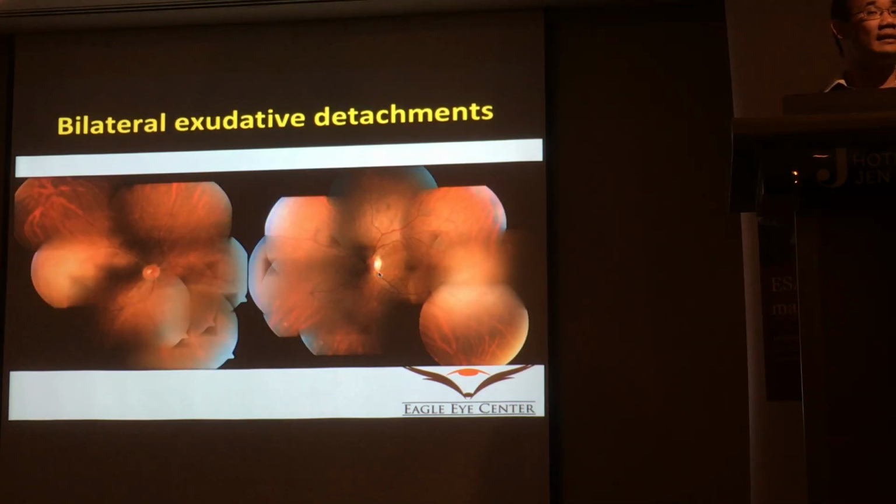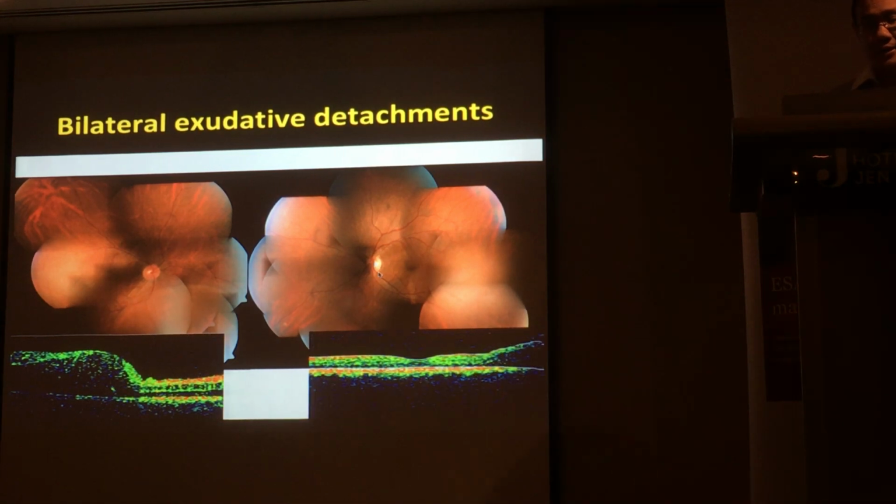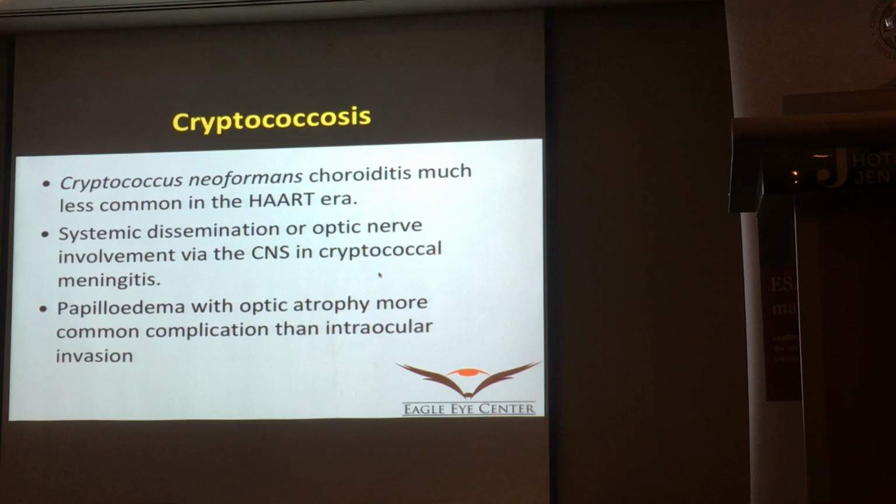All right? You investigate it, certainly you can find out what they have, you can do the blood test, and something will show up. It can present many ways, not just a choroiditis, it can have exudative detachments. You can see over there, the OCT. Again, everything is less common in the HAART era, but most commonly they have cryptococcosis of the eye. Of course, they have it in their bloodstream as well. That's why you can do it on a blood test. Usually it's systemic dissemination. Papilledema with optic atrophy is the most common presentation of cryptococcosis.